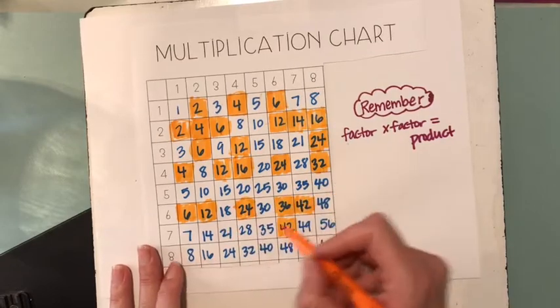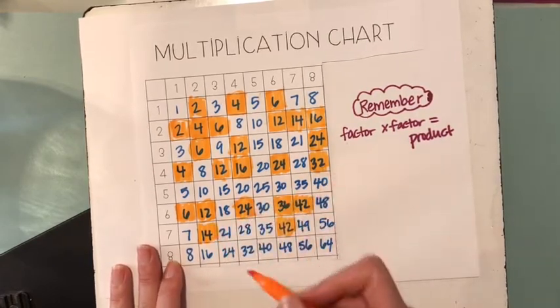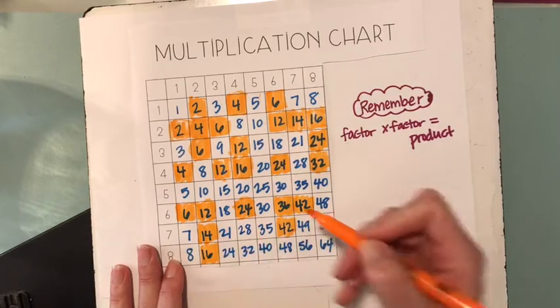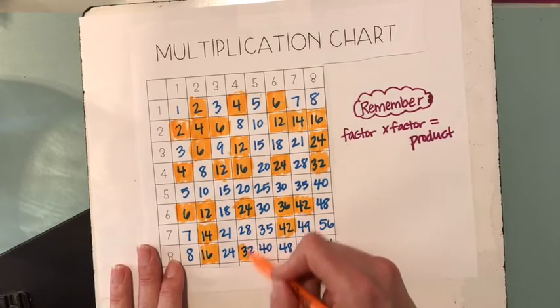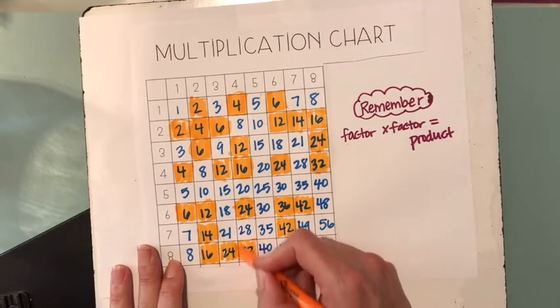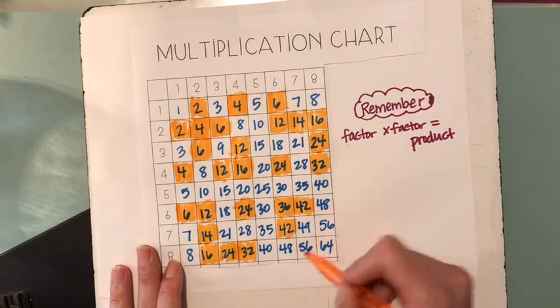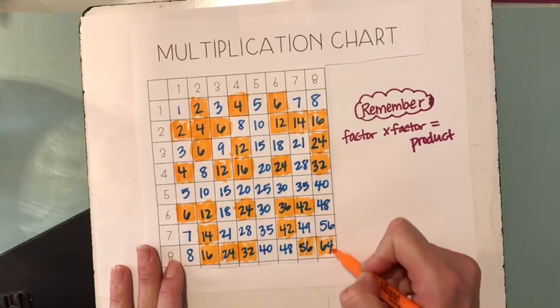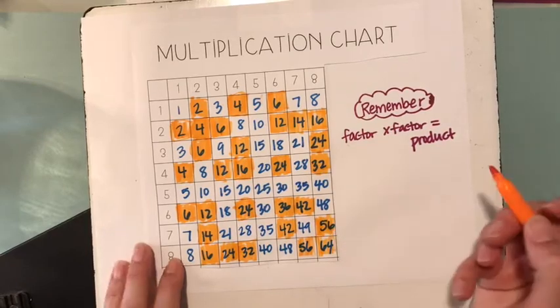I'm gonna keep going. Here's a 4. Here's a 6. Here's another 2. Here's a 4. Here's a 6. Here's another 4. 6. So many. Oh my goodness.